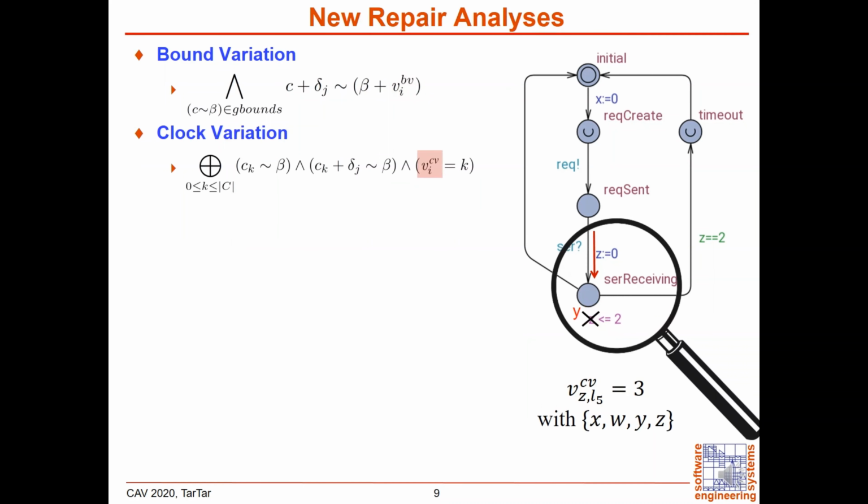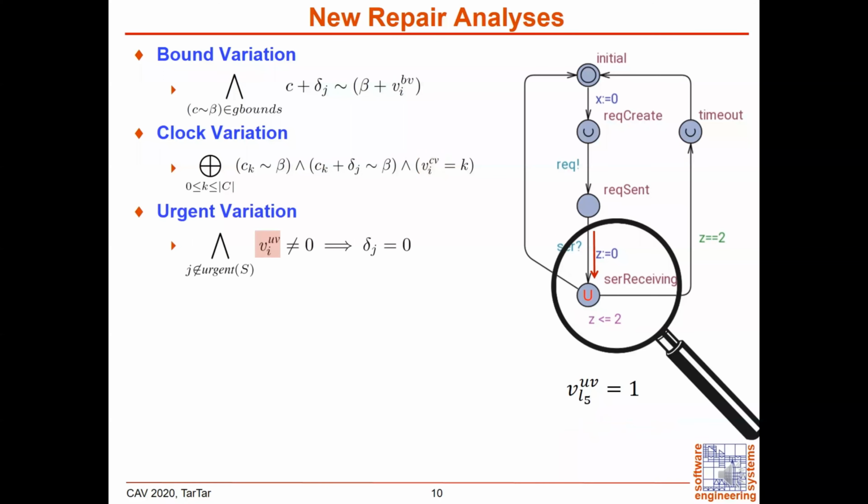In the same way, TarTar also computes other syntactic repairs. For instance, a repair can exchange the clock z of the invariant with clock y, and result in the invariant y ≤ 2. Or a repair can make the location so_receiving urgent, which means that the location has to be left immediately without a time delay.